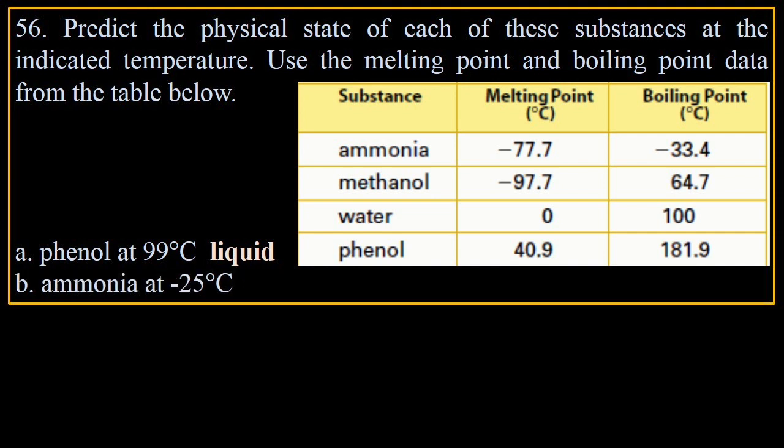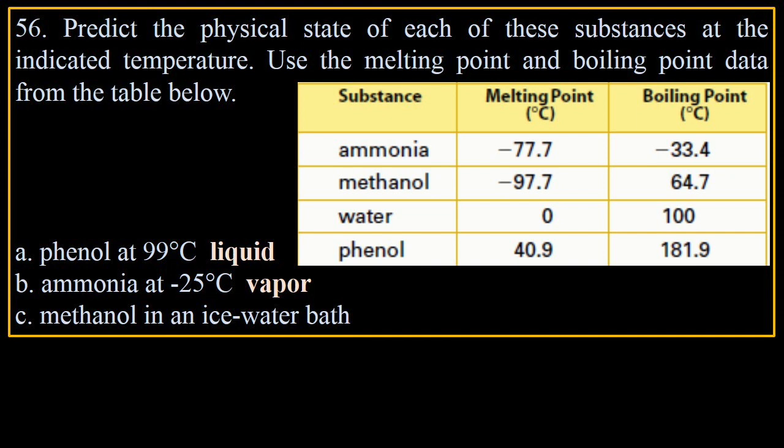Let's see. Ammonia at negative 25. Negative 25 is above the boiling point. So if it's above the boiling point, it would be a gas, right? It already boiled, so it would be a vapor. So vapor is correct. All right. Next. I could speed up these, but it's nice to discuss this. I want you to know how I'm doing it in my own mind.